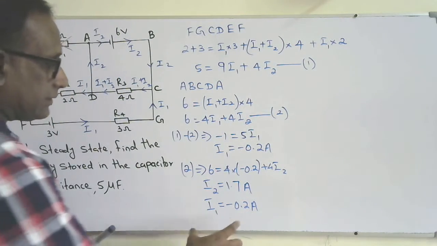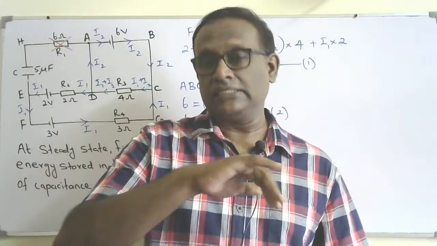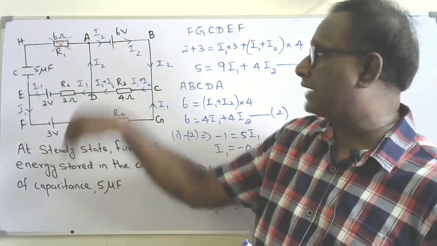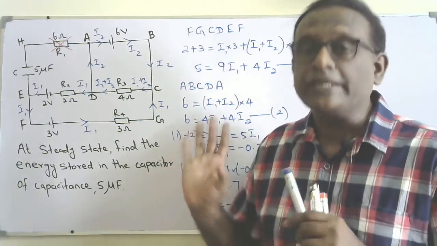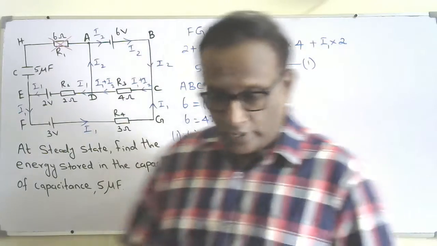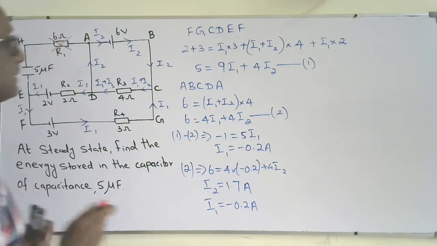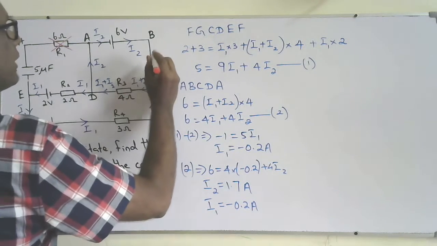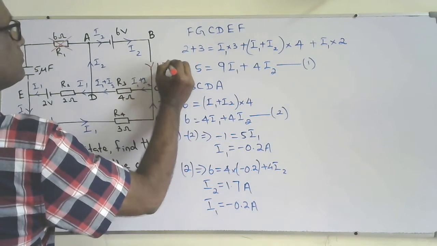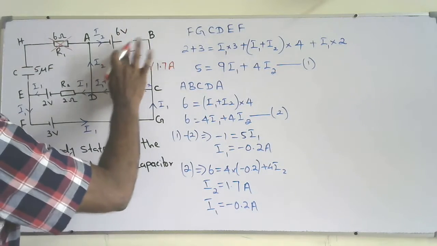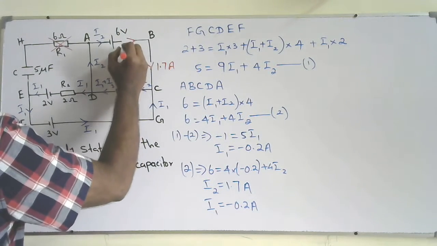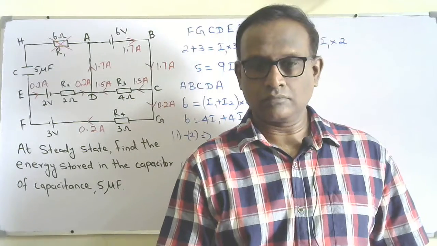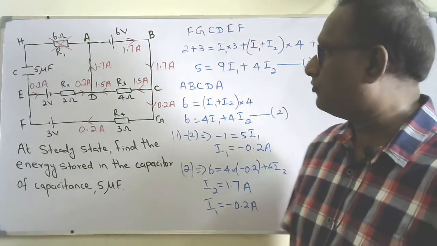Okay, so I am going to mark the direction of current again on the circuit. I am going to remove the notations I marked, I1 and I2, and substitute the numerical values. I2 is 1.7, so there's nothing wrong with the direction I put. I2 is 1.7, so I'll mark I2 here. That is 1.7, and this is also 1.7. Okay, I showed the actual current flows on the circuit.